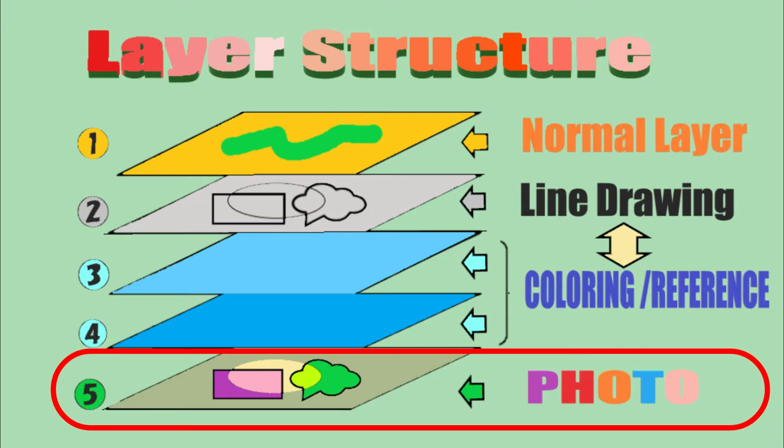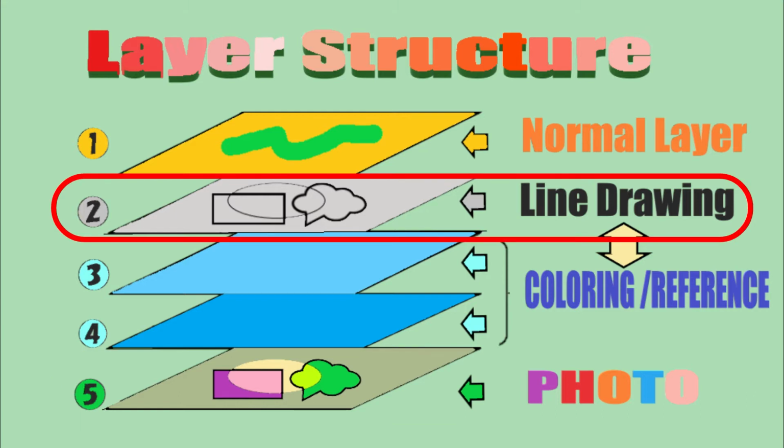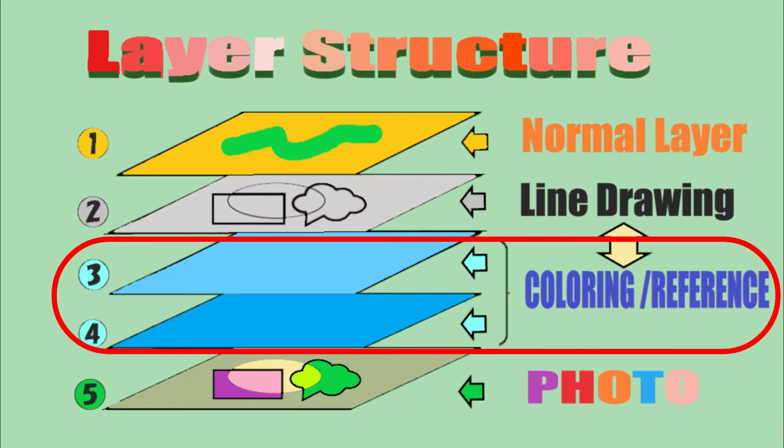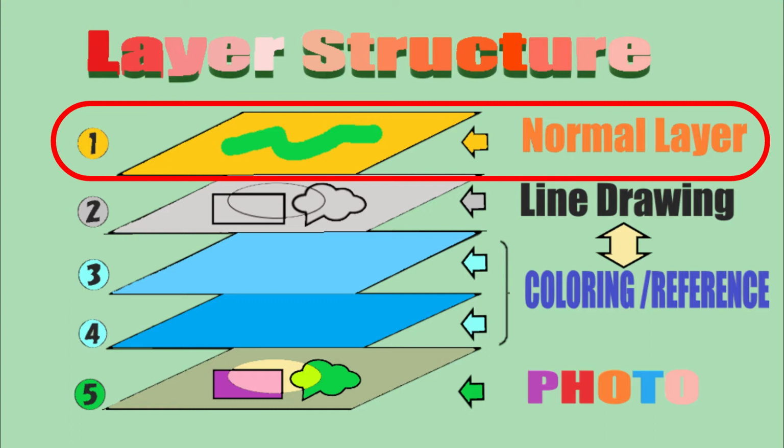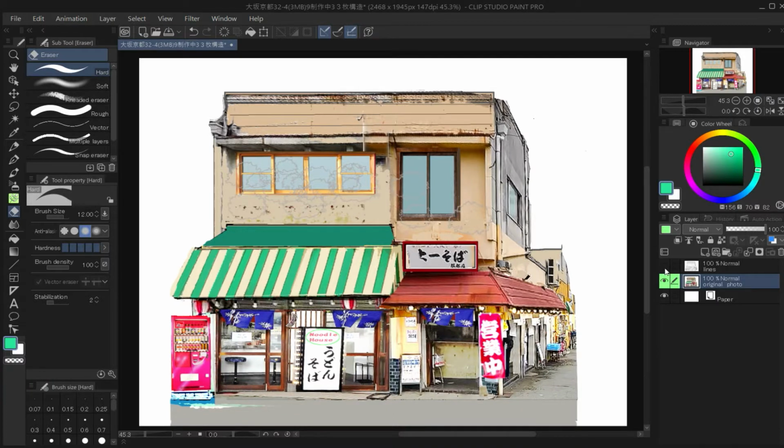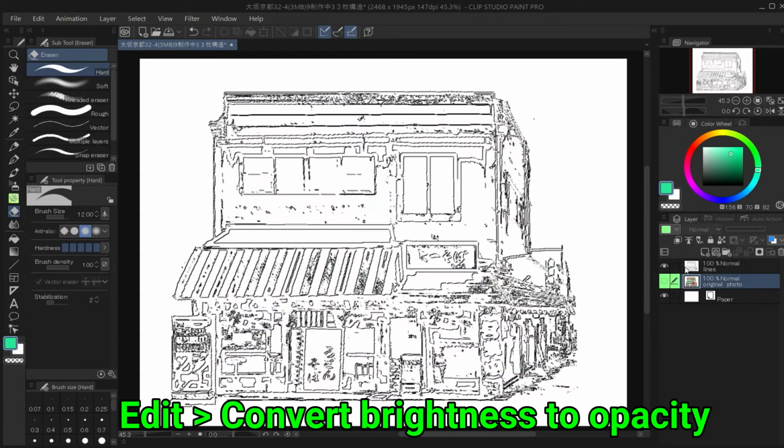The green layer at the bottom is the original photo, with a line drawing layer on top of it. Make the line drawing layer the reference layer and put some layers under it. On top of the line drawing layer, place a layer for drawing the sky and trees. Make the line drawing layer transparent.